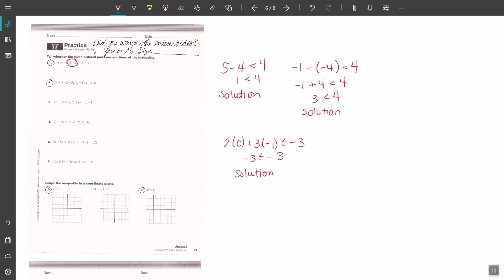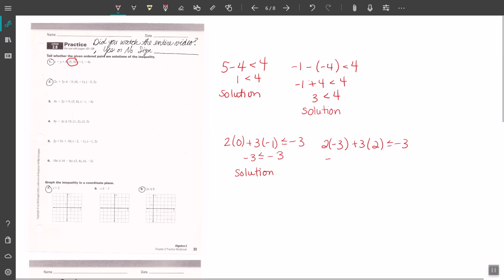That means when we graph it and we shade in the appropriate section of the graph, 0, negative 1 will fall either on the line or in the shaded portion of the graph. We'll do the same thing with that second ordered pair they gave us. And there's no reason that they're giving you 2 ordered pairs. They're just having you practice it twice. It doesn't have anything to do with the concept. You could check more points. We're just checking these 2 just to get a feel for how this works.